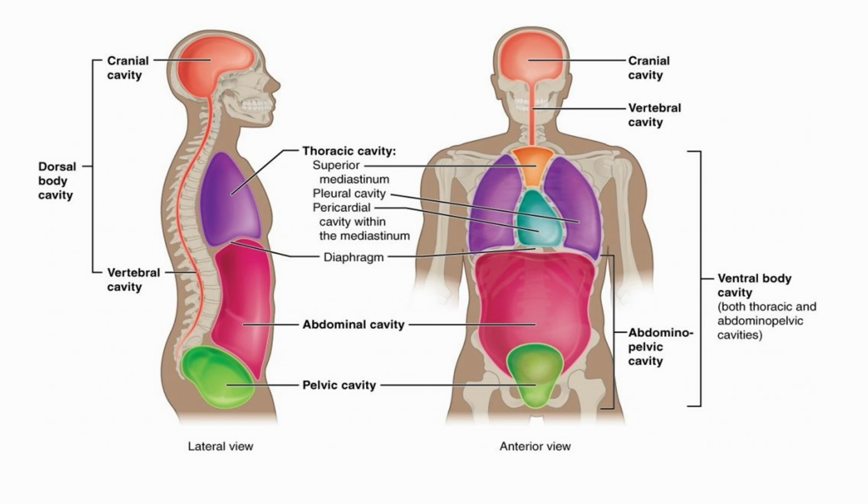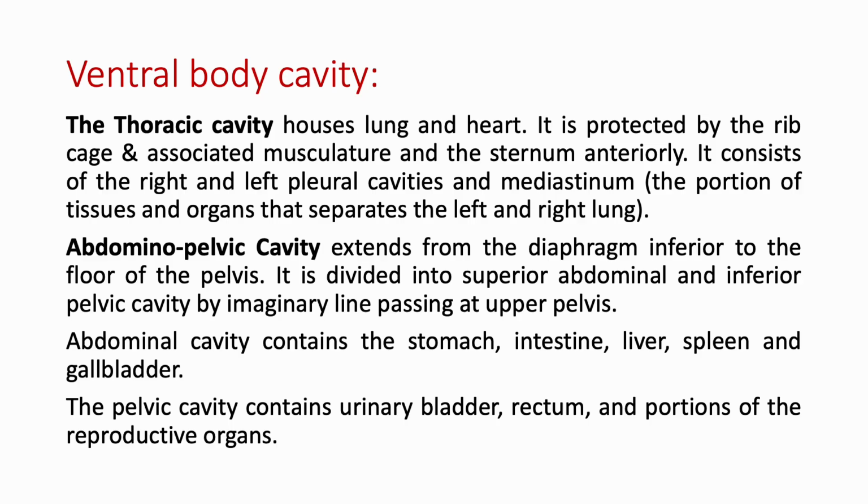Let's discuss more about the ventral body cavity. As I've said, the thoracic cavity houses the lungs and the heart, protected by the rib cage, associated musculature, and the sternum anteriorly. It consists of the right and the left pleural cavities and the mediastinum, the medial part, which contains a portion of the tissue and organs.